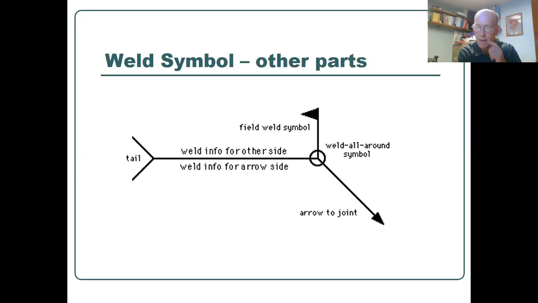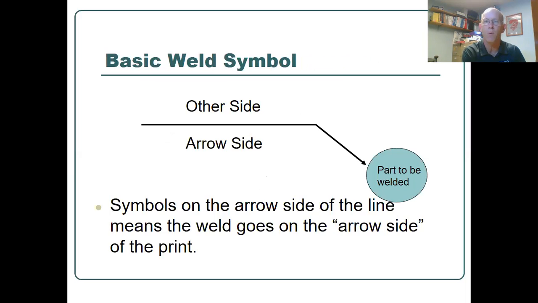And then some other things that basically aren't on your notes, but we'll talk a little bit about all these pieces. You know, the weld all around symbol, whether it's done in the field, the arrow that's pointing to the joint that it's all supposed to go to, and then there's a lot of stuff that can be put into the tail of the weld symbol.